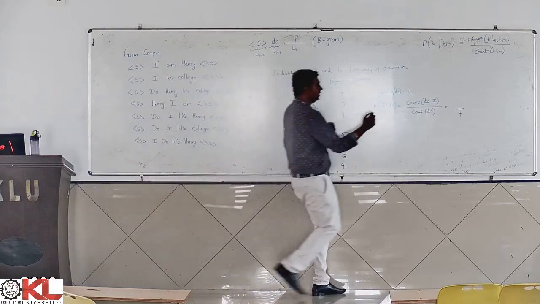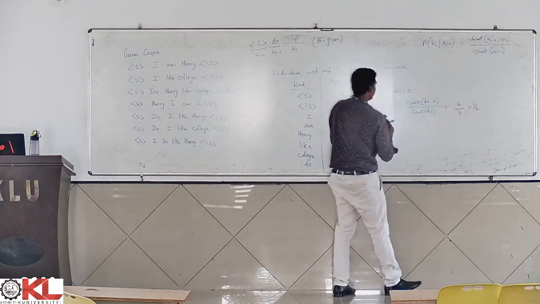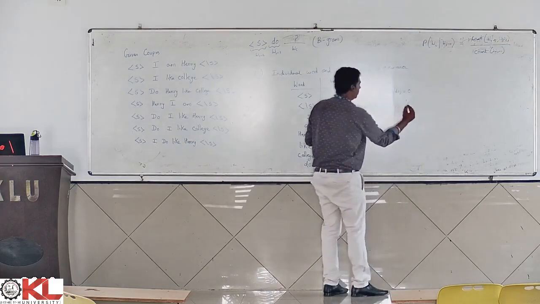Okay, so I am writing here: 2 by 4 is 1 by 2. So I am writing it here, it is 1 by 2.